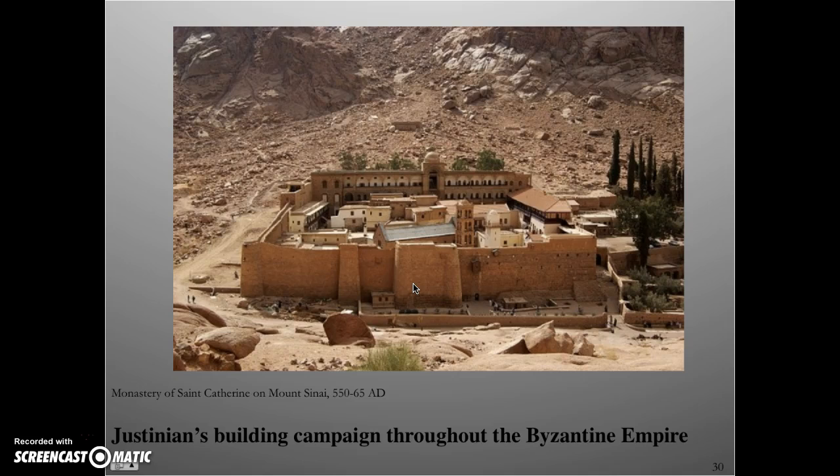Justinian sent artisans out from Constantinople to do the mosaics that we'll look at within the monastery. Mount Sinai is where Moses received the Ten Commandments, and the monastery itself is built on the spot where God spoke to him from a burning bush. So there's great theological history here.